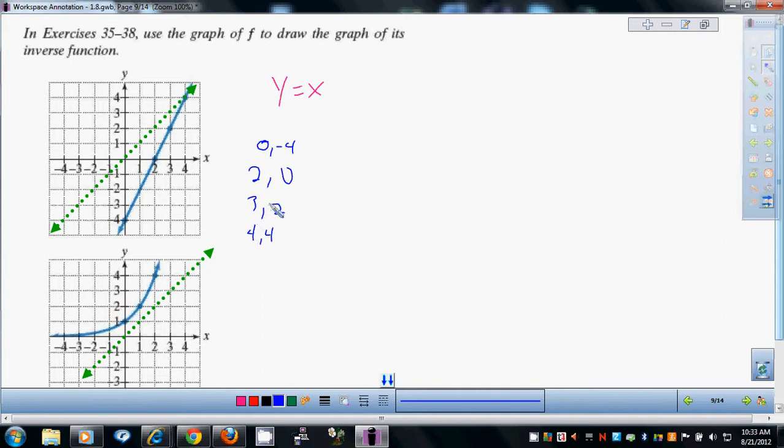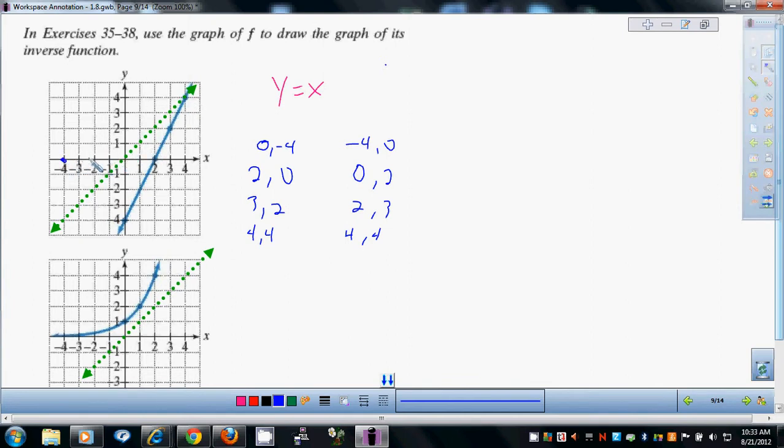To find your inverse, you just flip those coordinates. That's the handy thing about things being symmetrical around this line. You can just switch them. -4, 0, 0, 2, 2, 3, and 4, 4. Plot those, and that should be your inverse.